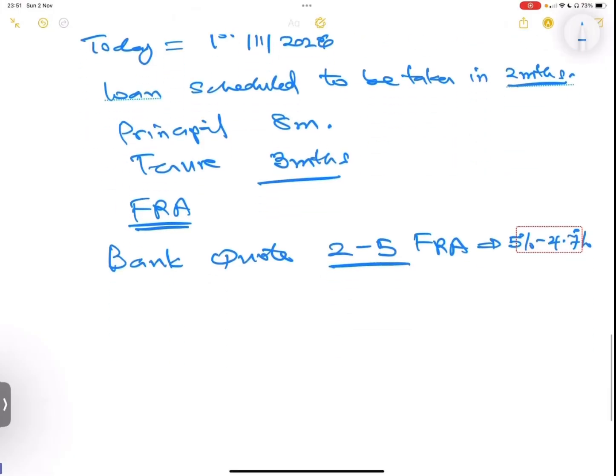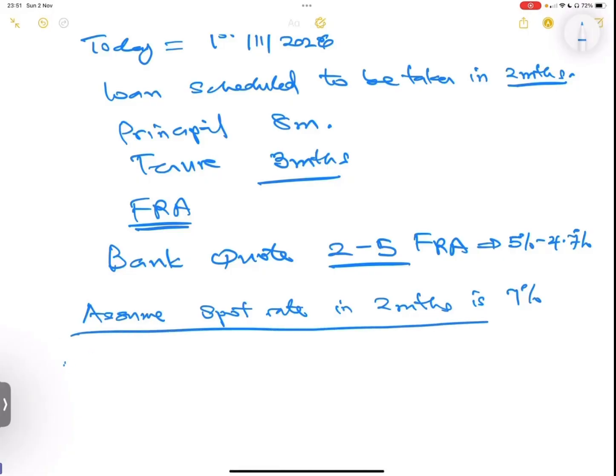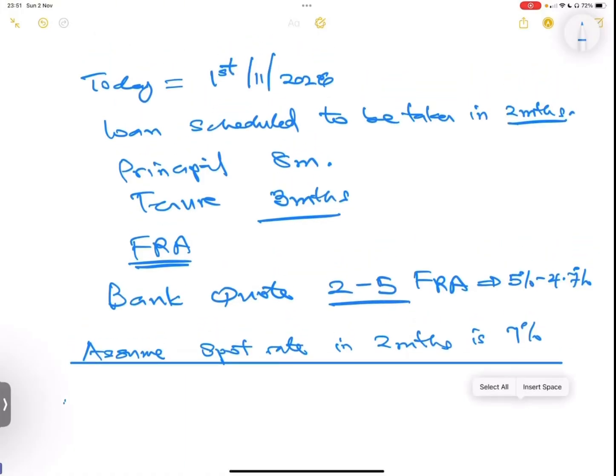Now, let's see what FRA will be. So let's assume spot rate in 2 months' time. I need you to understand this question so that you can understand the concept that we have been talking about. So assume spot rate in 2 months is 7%. Let's see what is the value of the FRA. So what benefit do we get on that FRA if this is the market in 2 months' time? So try to understand this case that we have here.